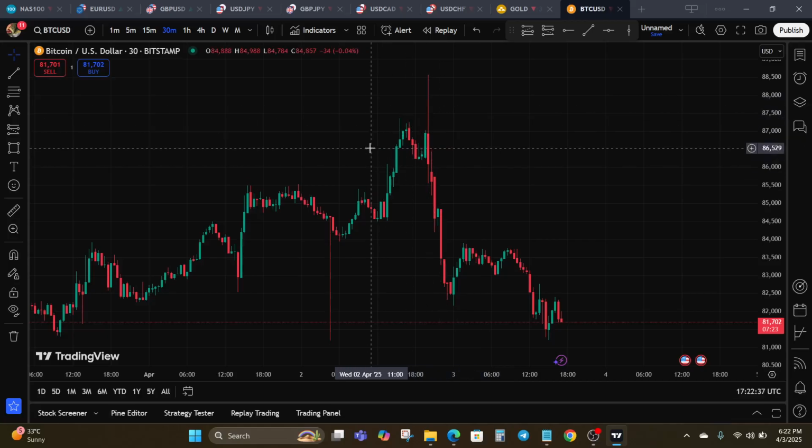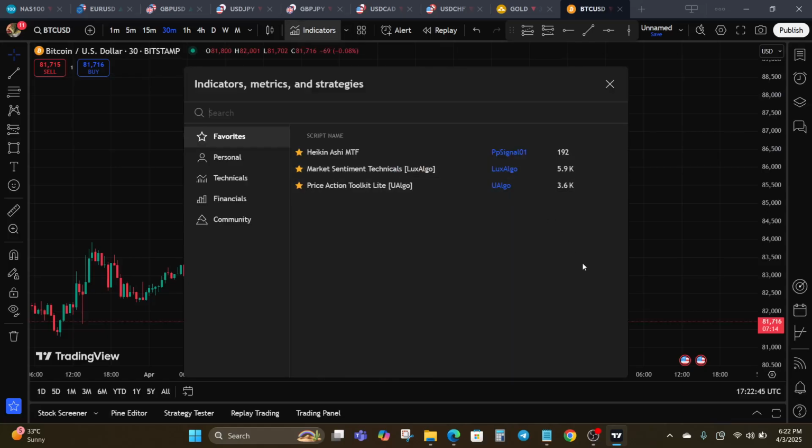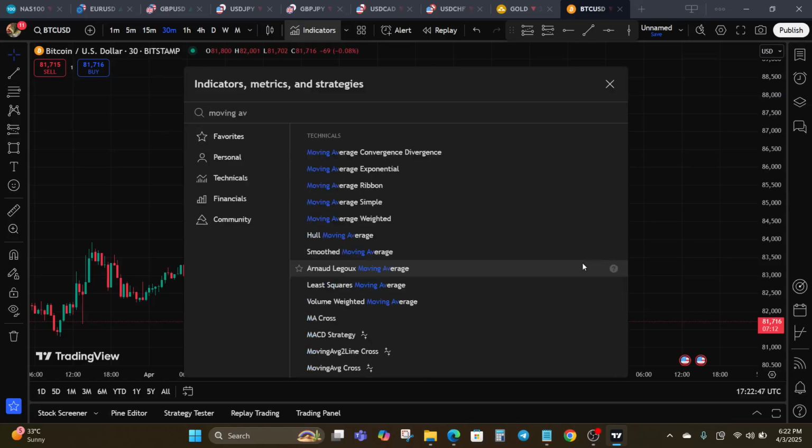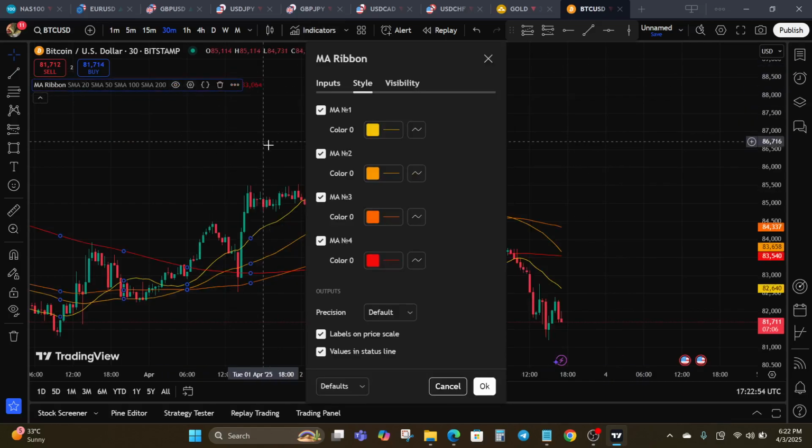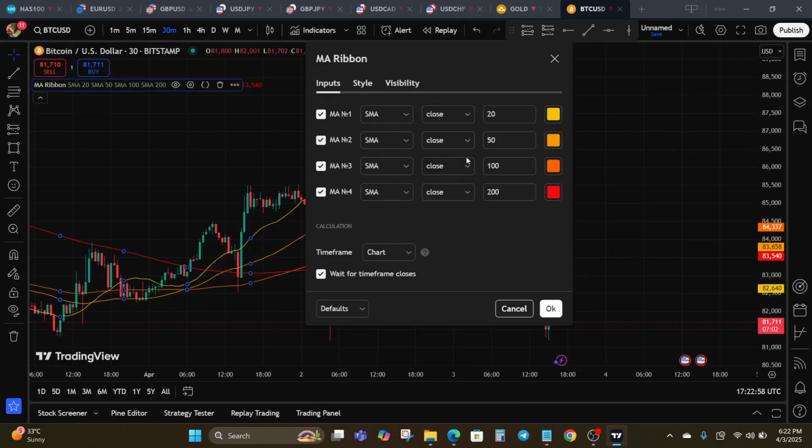These indicators will help you identify potential entry and exit points in the market. First of all, moving averages are one of the popular indicators that a lot of traders use. We have the 50 period and the 200 period moving averages, which are the most commonly used. The 50 period EMA and the 200 period EMA.